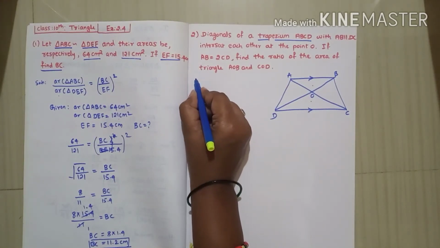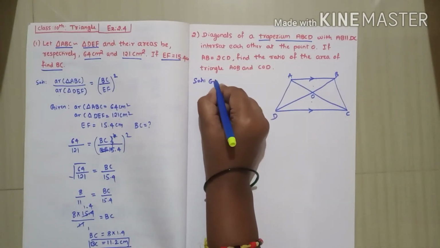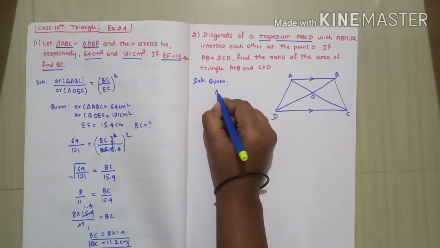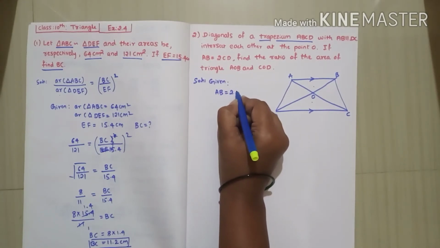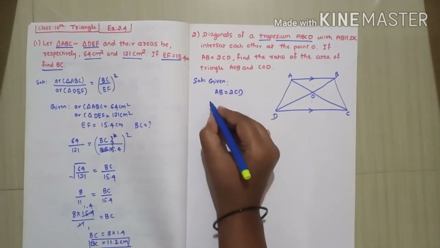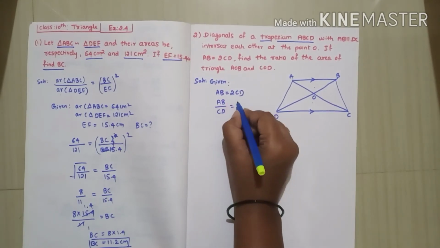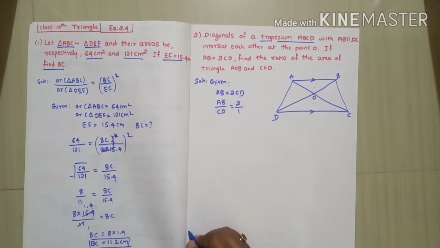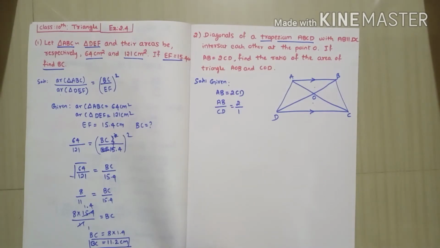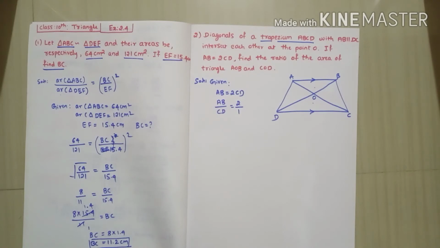Before going to prove, we will write the solution and we will write the given. What they have given here is AB equal to 2CD. You can write this in ratio form. If I transfer CD here, AB divided by CD is equal to 2. Nothing is there, means the denominator will be 1. So their sides ratio we got: AB equal to 2, CD equal to 1. Using this, you can calculate the area of these two triangles. Now, what we have to prove?